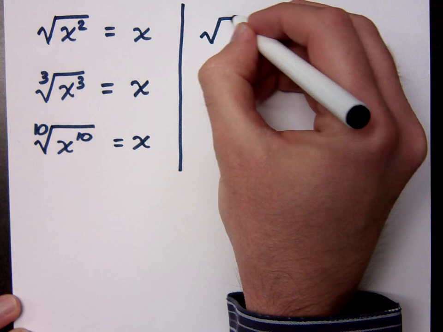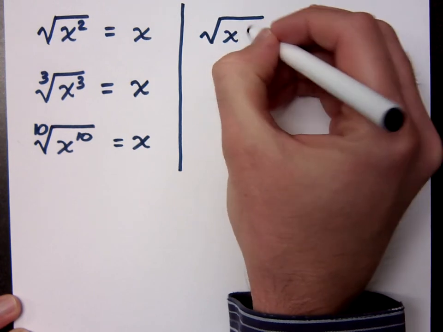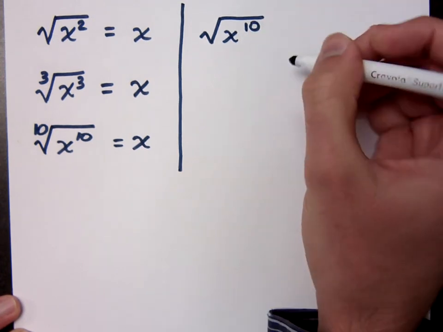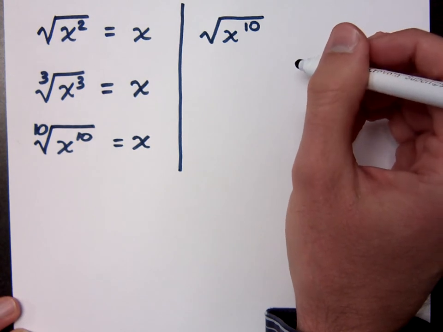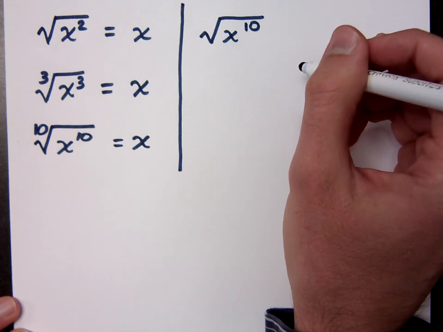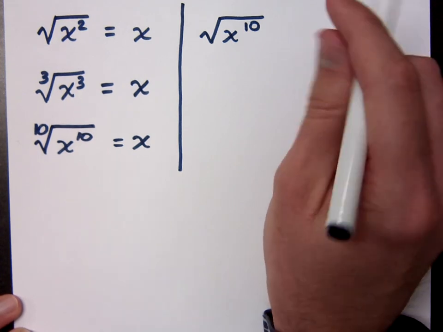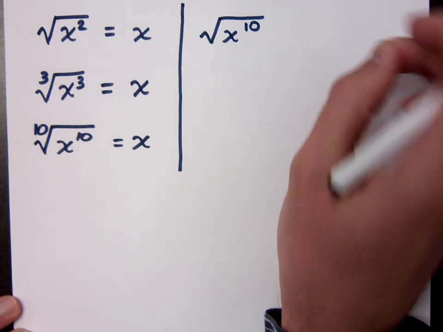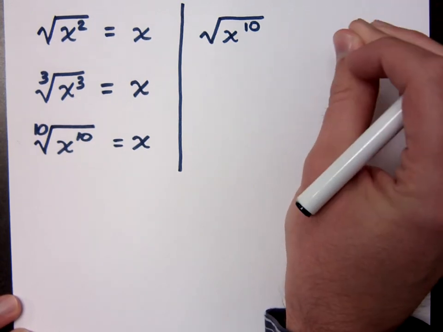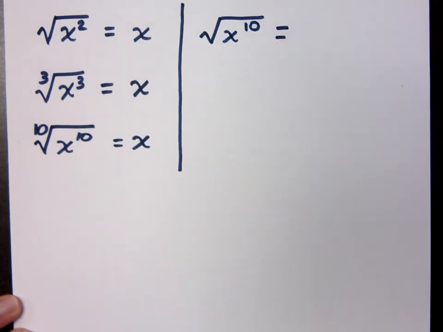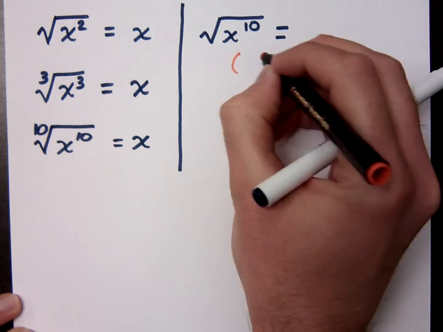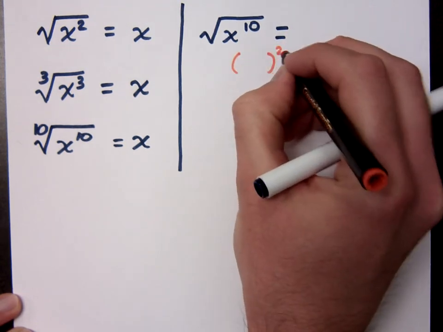What's the square root of x to the 10th? Oh, 2 minus 5, so I would say x to the 8th. Did you just say 2 minus 5? You're trying to think of something.